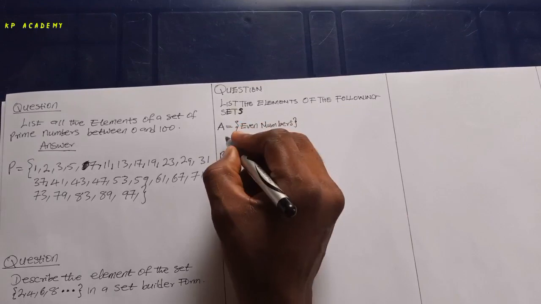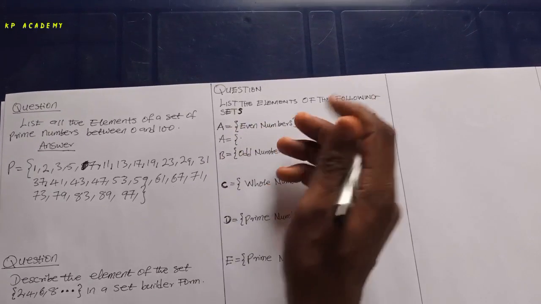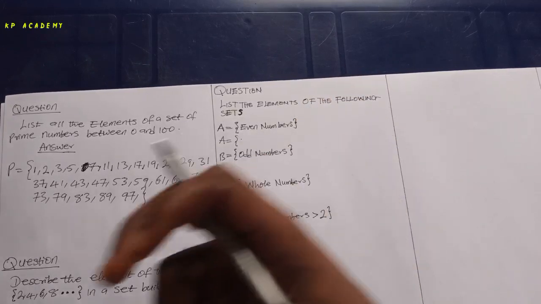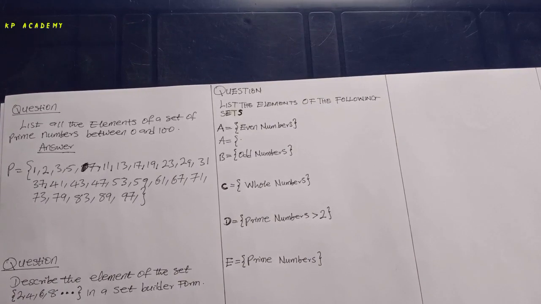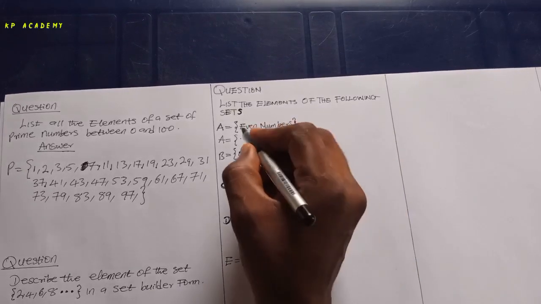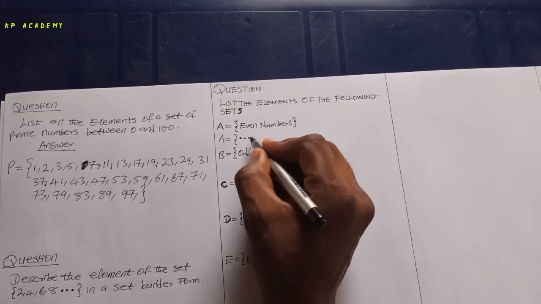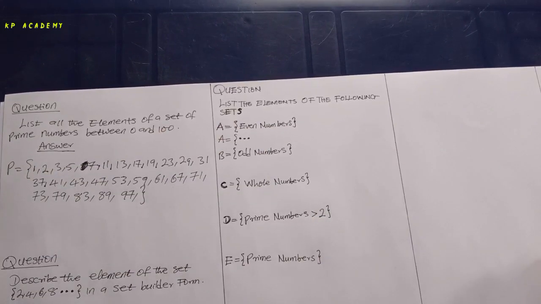Hence, we are going to say that set A is nothing but the set of all even numbers. Now they are not really specific whether it is positive even numbers or negative even numbers. So since they have just said even numbers, we are going to include all the even numbers, both positive and negative. So look at how we're going to represent it. We're going to say that it is dot dot dot, and this dot dot dot will account for negative infinity.